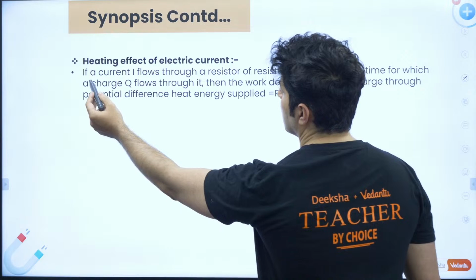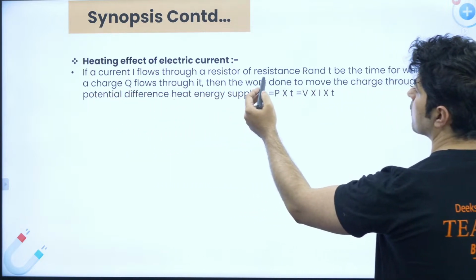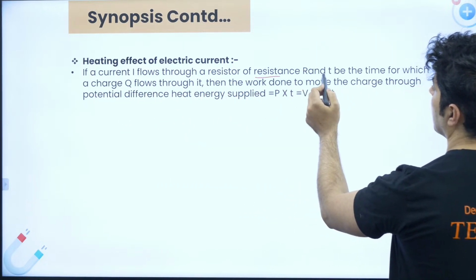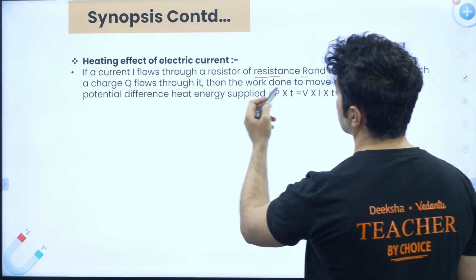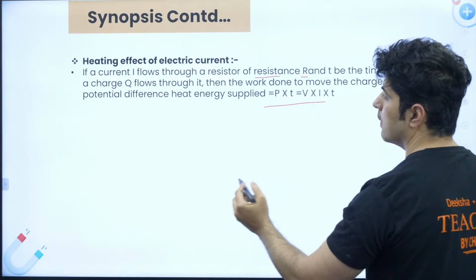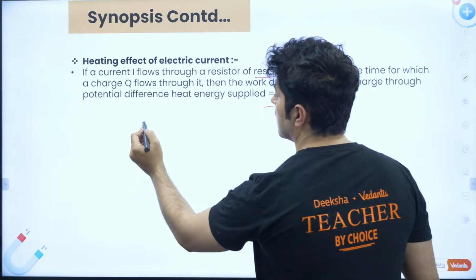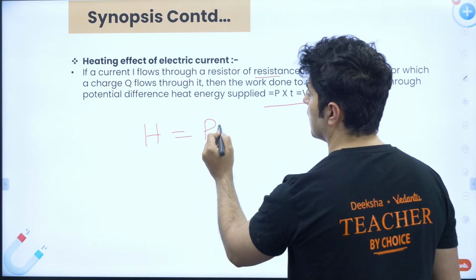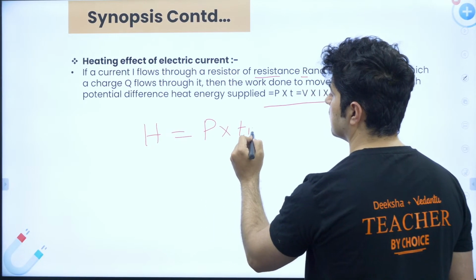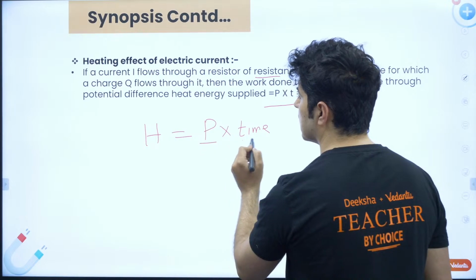So first, if a current I flows through a resistor of resistance R, and with the time t, charge Q flows through, then the work done is given. All these things are given. All you have to remember is heat is nothing but power multiplied by time. So whatever power comes, multiply by time.